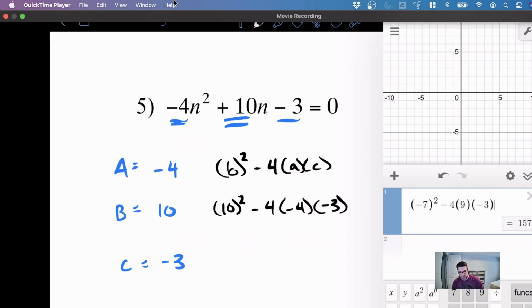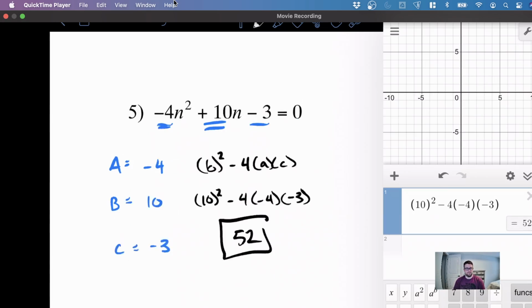So coming over to my calculator, let's type it in. Whoops, didn't get my parenthesis. Parenthesis, 10, close it, squared, minus 4, parenthesis, negative 4, close it, negative 3, close it. And it looks like our answer is 52 when we get that all typed in. Nice job. Let's do one more.